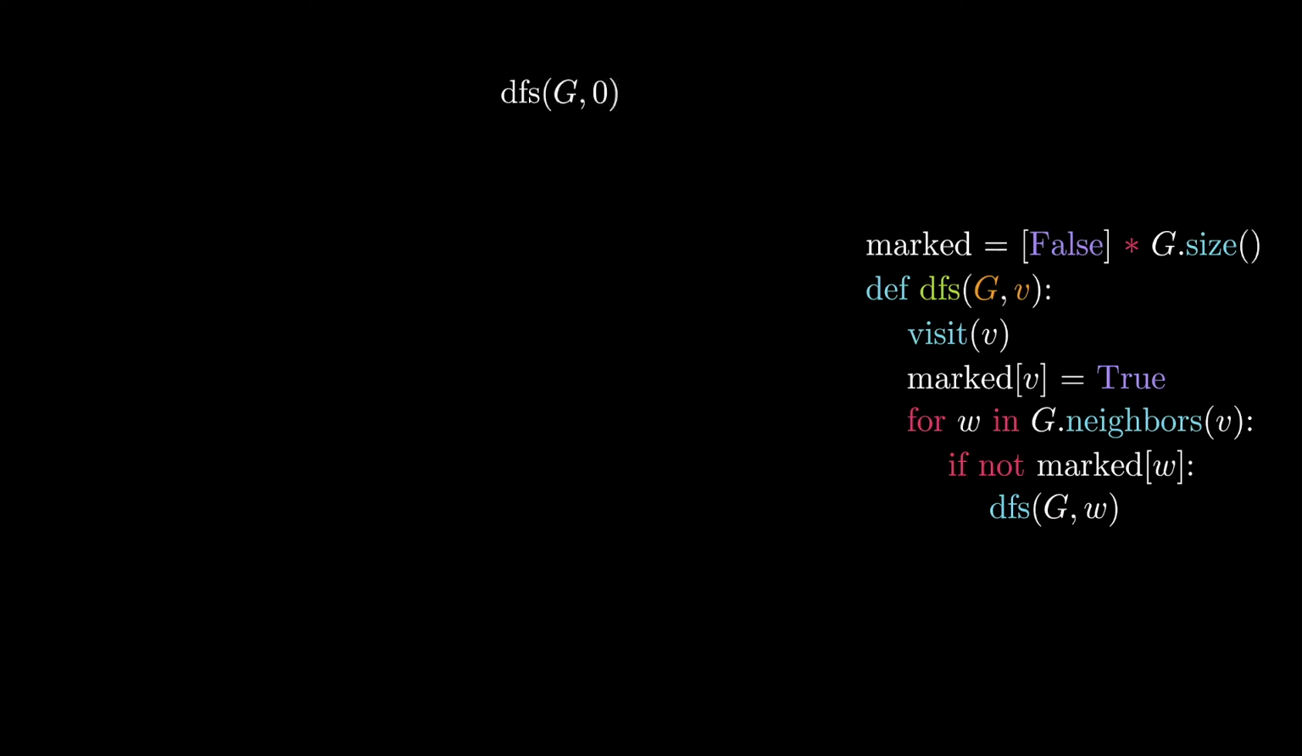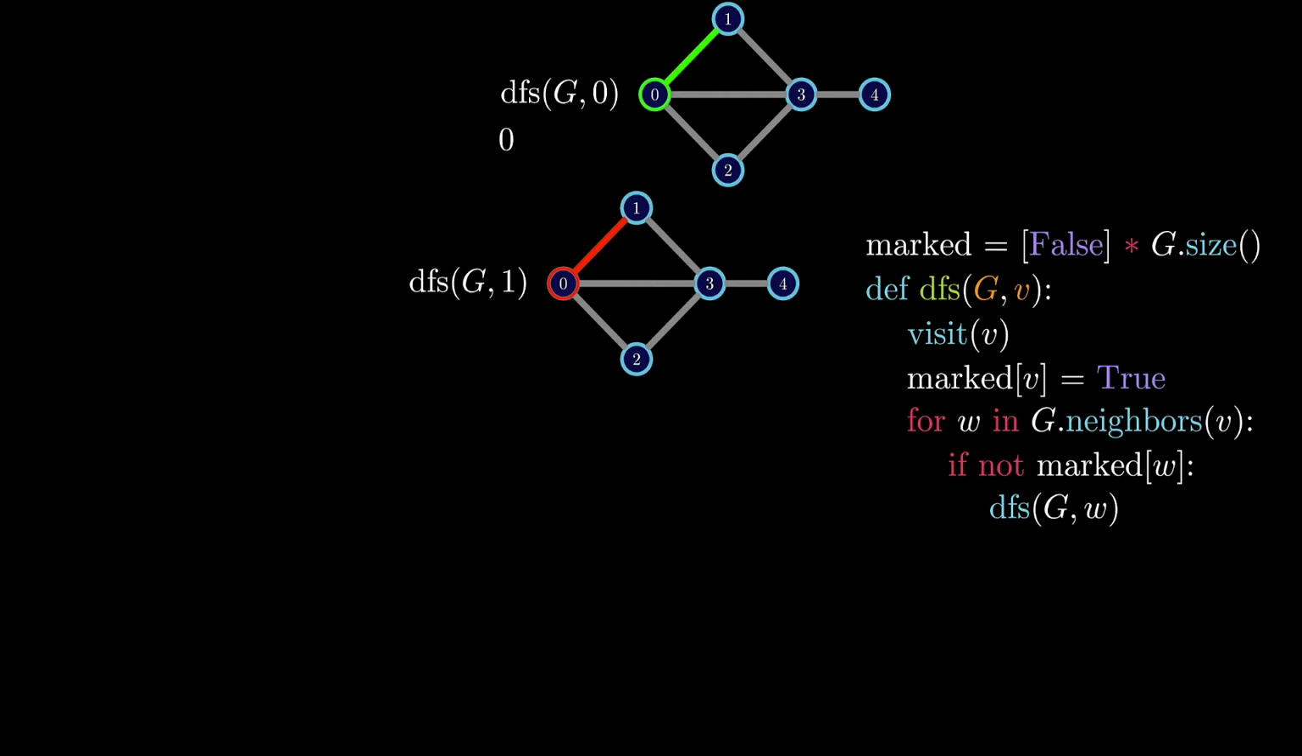We first call the DFS function on our graph with starting vertex 0. This will then visit vertex 0, giving us the first vertex of our traversal. After that, we mark the vertex and begin looping through the neighbors of vertex 0. Let's say the first vertex from our neighbors we look at is vertex 1. What happens now is that we make a recursive call to our DFS function with a new starting vertex of 1.